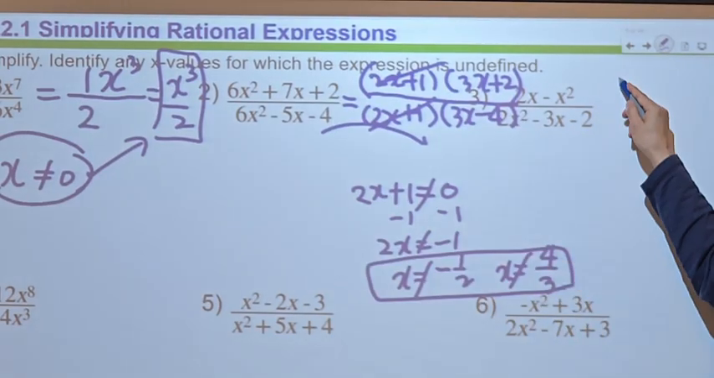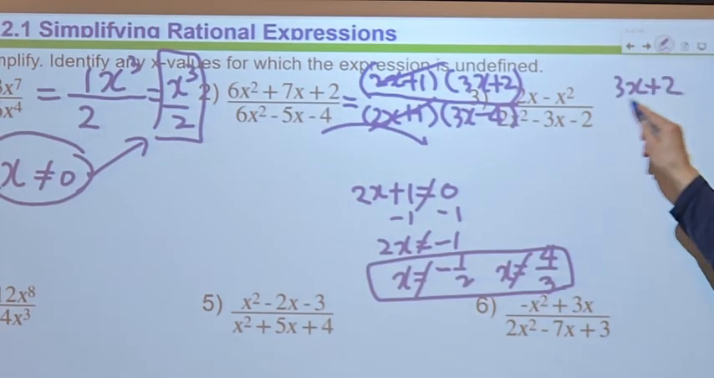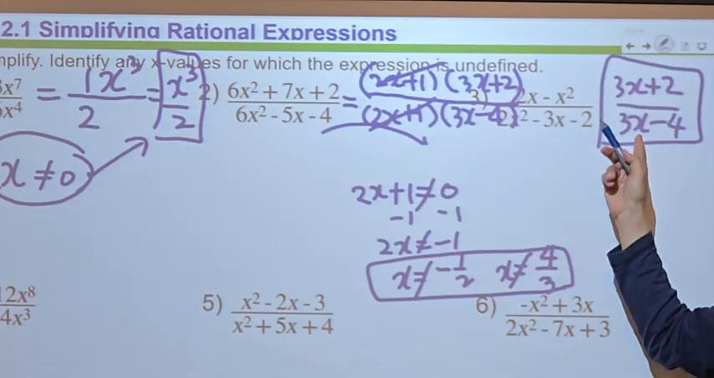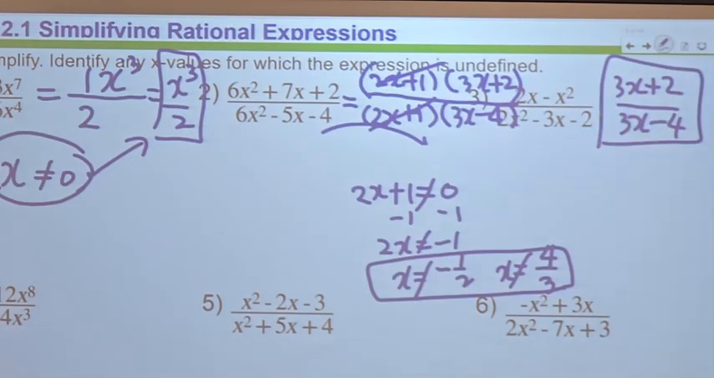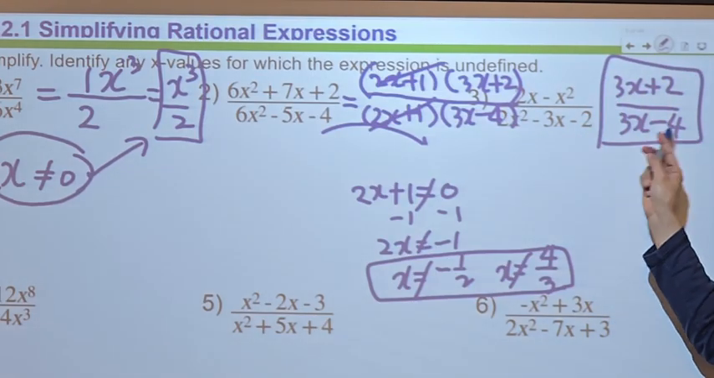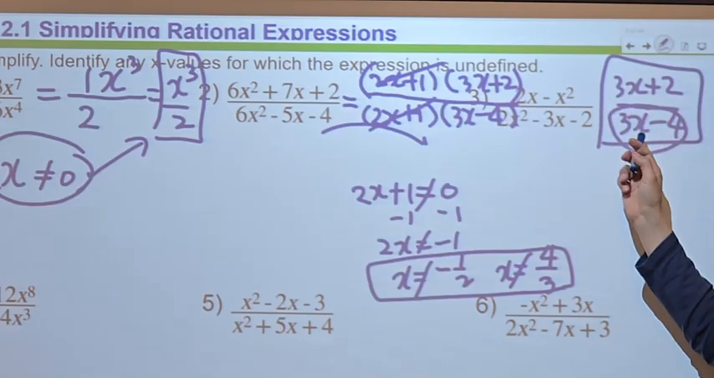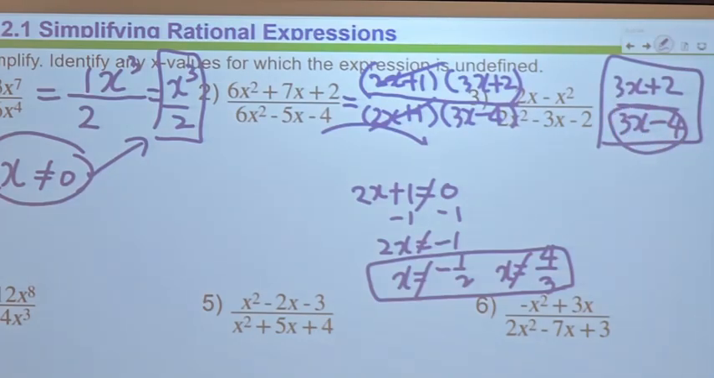So the final answer is 3x plus 2 over 3x minus 4. Nothing you can do. Oh, 3x, can I simplify? No way. Only if you see 3x minus 4 exactly like that can you simplify. Otherwise, nothing you can do. This is the answer. Everybody got it?